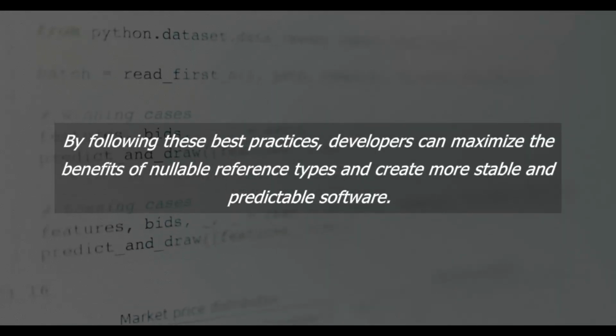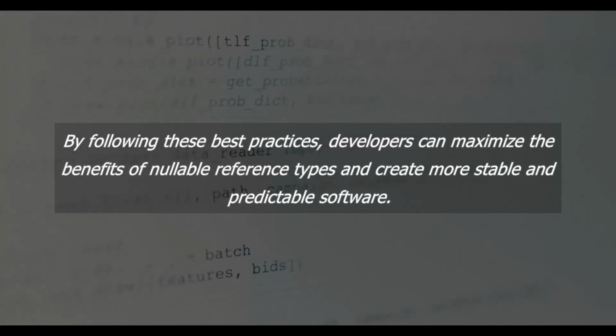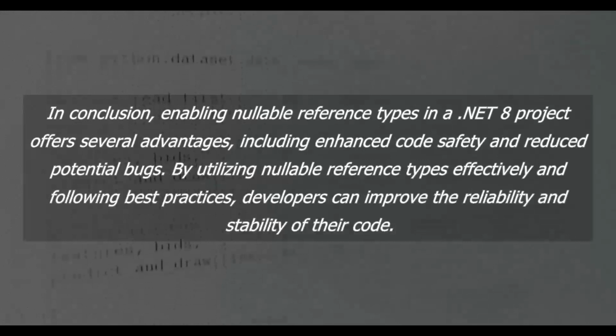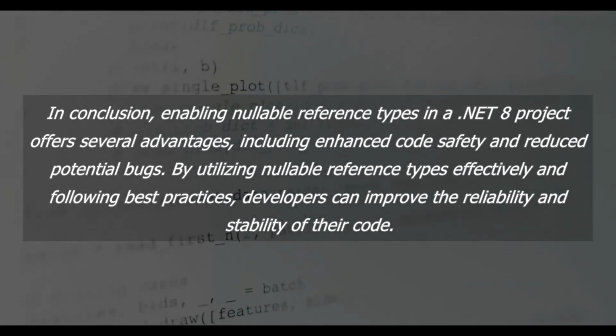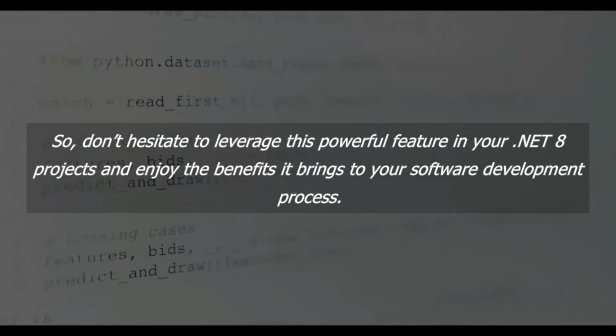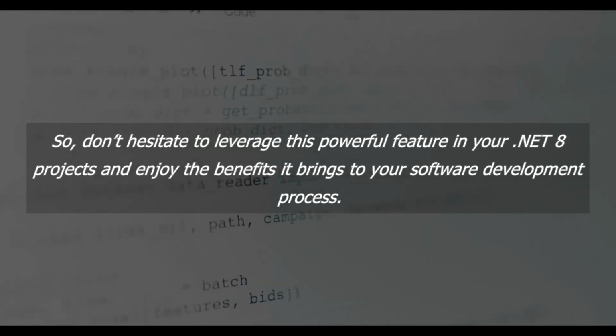By following these best practices, developers can maximize the benefits of nullable reference types and create more stable and predictable software. In conclusion, enabling nullable reference types in a .NET 8 project offers several advantages, including enhanced code safety and reduced potential bugs. By utilizing nullable reference types effectively and following best practices, developers can improve the reliability and stability of their code. So, don't hesitate to leverage this powerful feature in your .NET 8 projects and enjoy the benefits it brings to your software development process.